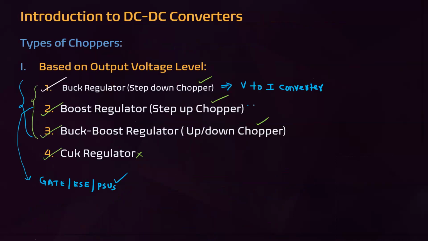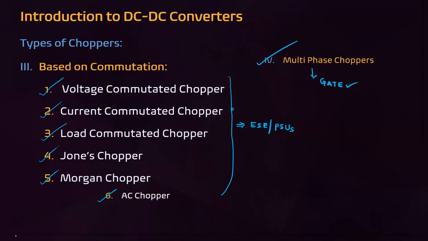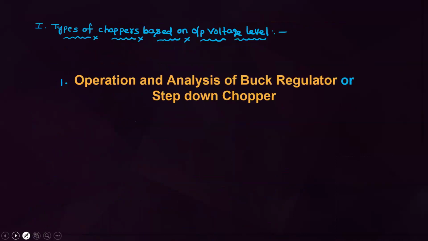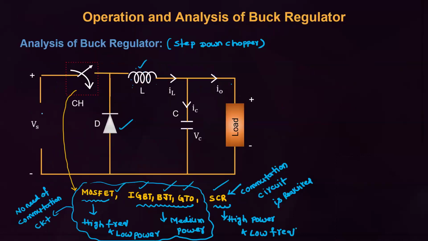Boost regulator or step-up chopper is also called I to V converter, because the inductor is at the source side. It is a V to I converter. It is also called I to V converter. Like this, you have to identify. That points also I'm writing more.